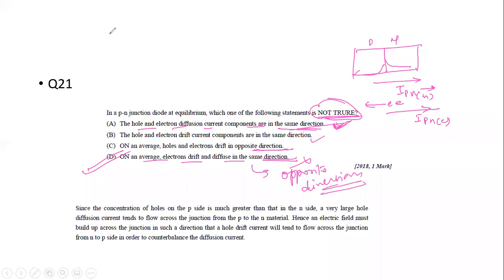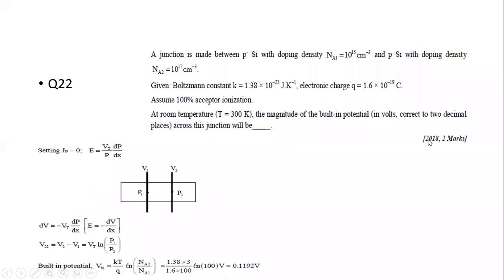Now, next question. The junction is made between P type silicon with doping Na1 equal to 10 to the power 15 per centimeter cube and P type silicon with doping density Na2 equal to this. Consider the Boltzmann constant k and q, and assume 100% acceptor ionization at room temperature. The magnitude of the built-in potential is asked.